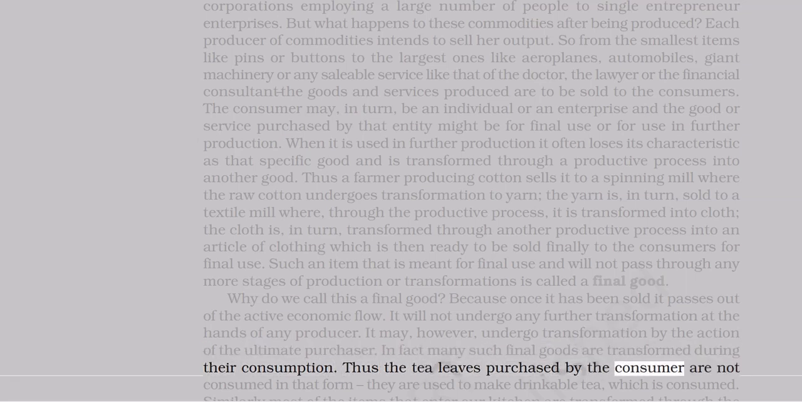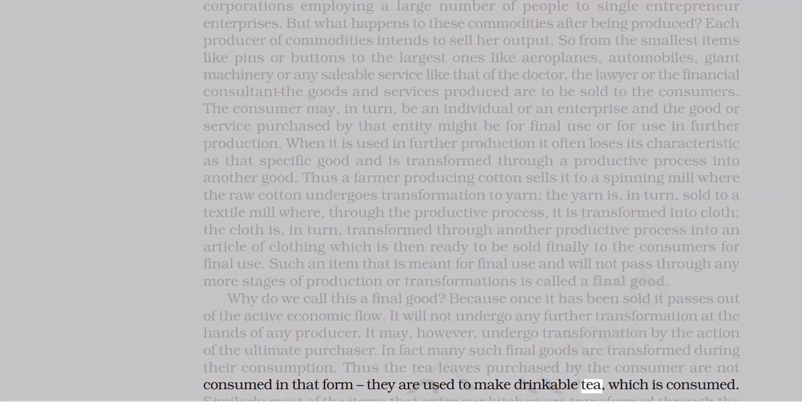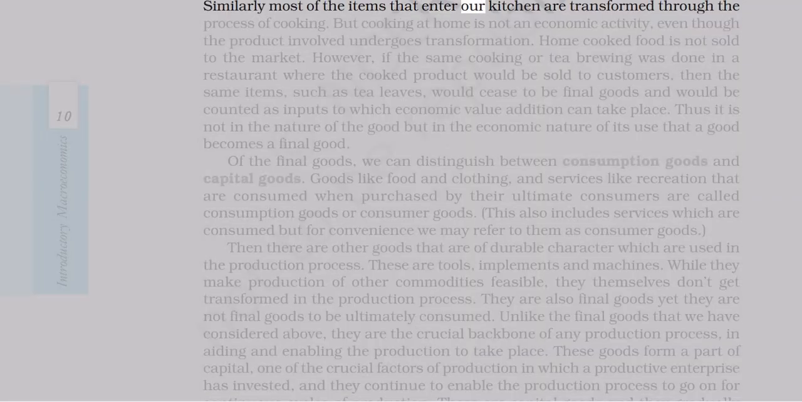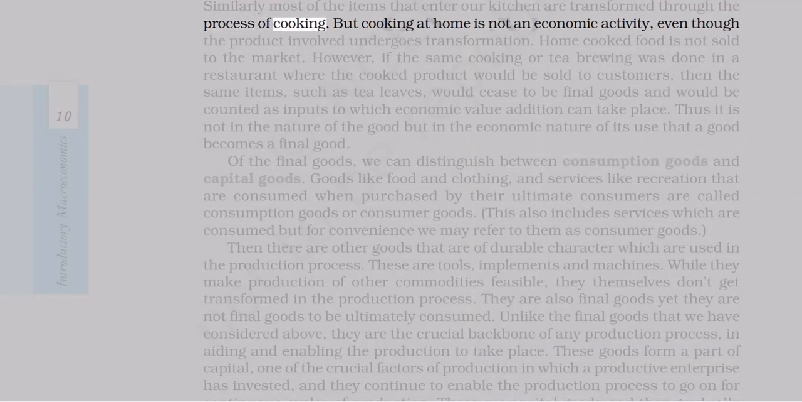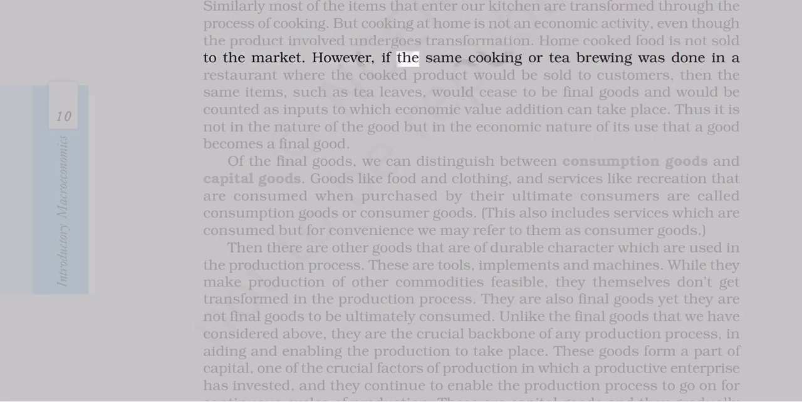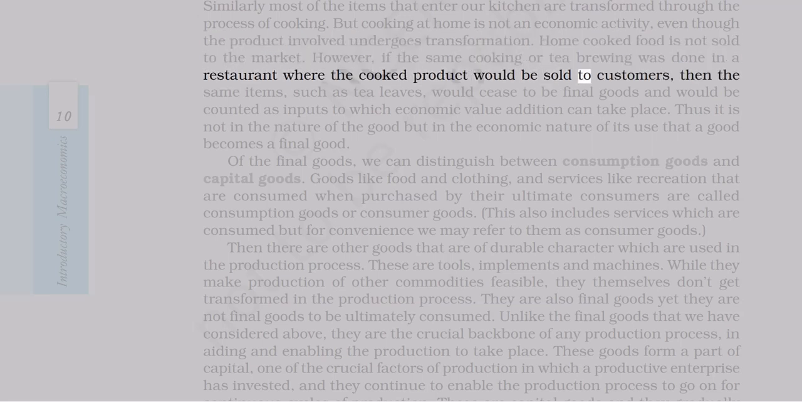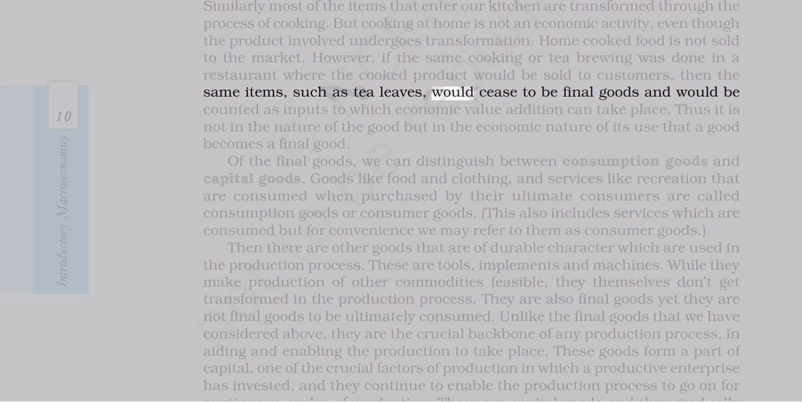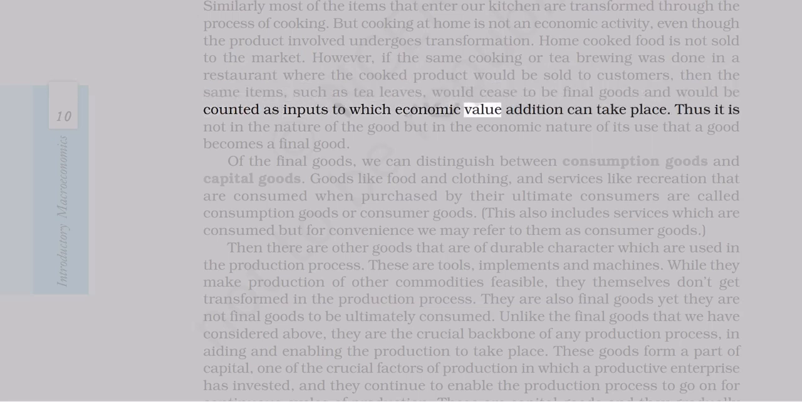Thus the tea leaves purchased by the consumer are not consumed in that form, they are used to make drinkable tea, which is consumed. Similarly, most of the items that enter our kitchen are transformed through the process of cooking. But cooking at home is not an economic activity, even though the product involved undergoes transformation. Home-cooked food is not sold to the market. However, if the same cooking or tea brewing was done in a restaurant where the cooked product would be sold to customers, then the same items, such as tea leaves, would cease to be final goods and would be counted as inputs to which economic value addition can take place.